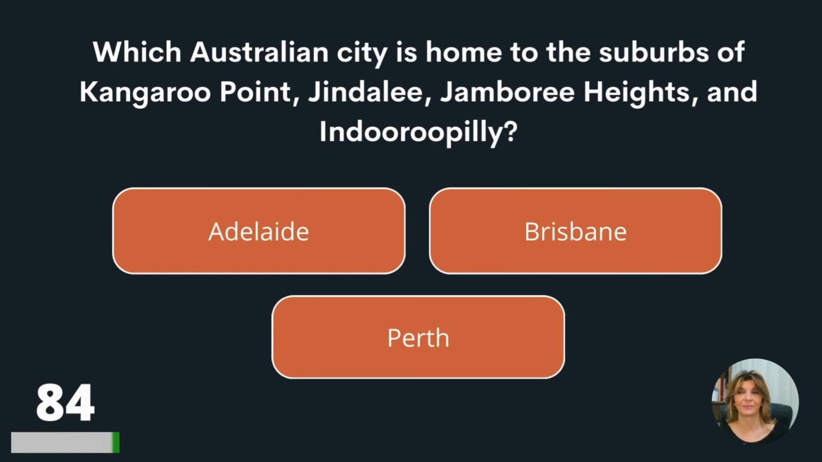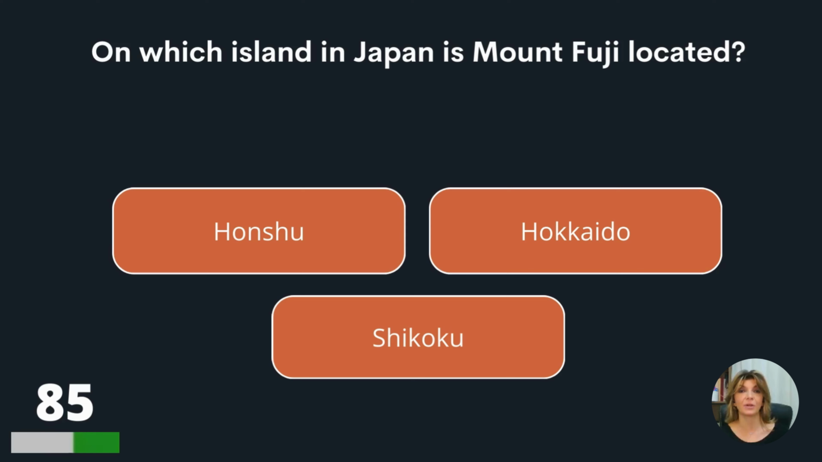On which island in Japan is Mount Fuji located? Honshu, Hokkaido, or Shikoku? Honshu.